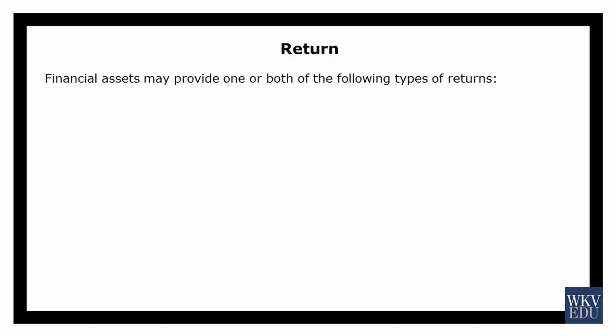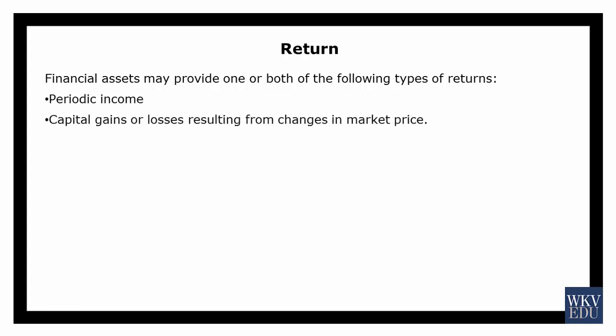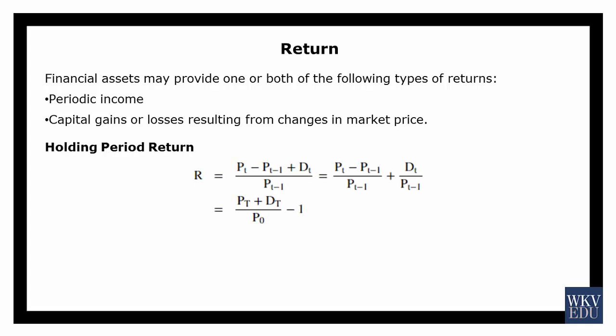So financial assets are generally defined by their risk and return characteristics. This makes it easier to value them and simplifies the process of determining which assets must be included in the portfolio. Financial assets may provide one or both of the following types of returns: periodic income such as dividend and interest income, and capital gains or losses arising from the change in the market price. The first metric is the holding period return, which is simply the return earned on the investment over a particular time period, and is expressed by the following formula.